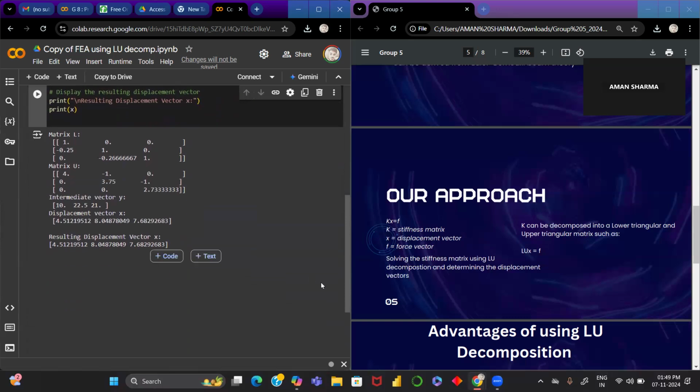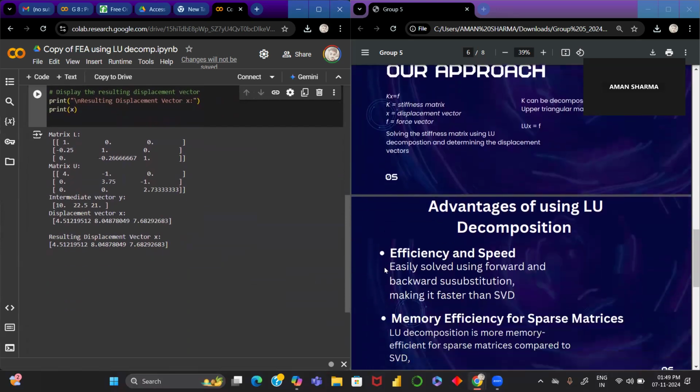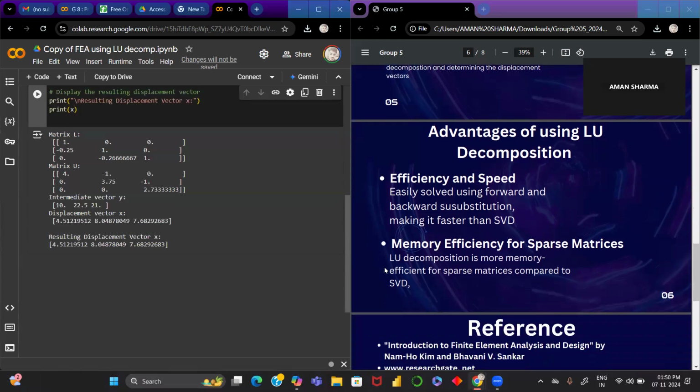I would like to explain the advantages of using LU over other methods. We have other decomposition methods like SVD. SVD requires decomposition into three matrices, whereas in a scenario where we require less computational power and less memory, LU decomposition is much faster and efficient. It is faster than SVD because only two steps are involved, which are forward and backward substitution.